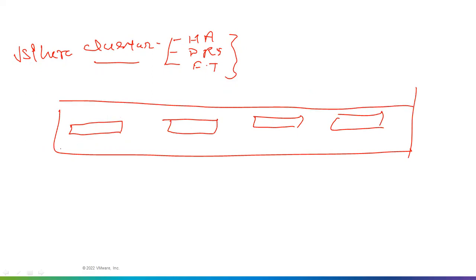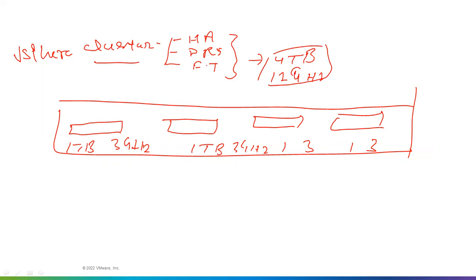When it's a vSphere cluster, for example, this host has 1 TB memory and 3 gigahertz of CPU in total. Each host has the same configuration: 1 TB, 3 gigahertz, 1 TB, 3 gigahertz, 1 TB, 3 gigahertz. So when I do clustering, the first function is that it will make a pool of memory. Now the total pool of memory is 4 TB and the CPU is 14 gigahertz. So it is pooling my compute and memory resources and further distributing them among the virtual machines, along with a lot of features like high availability, DRS, and FT.